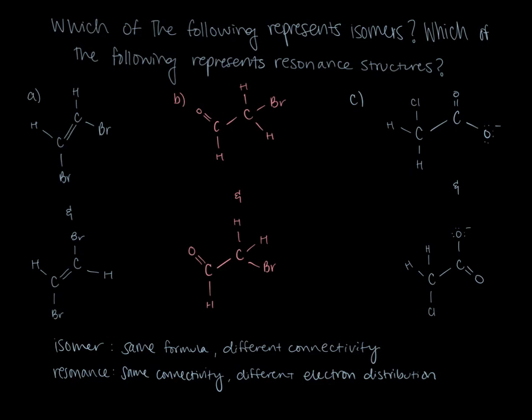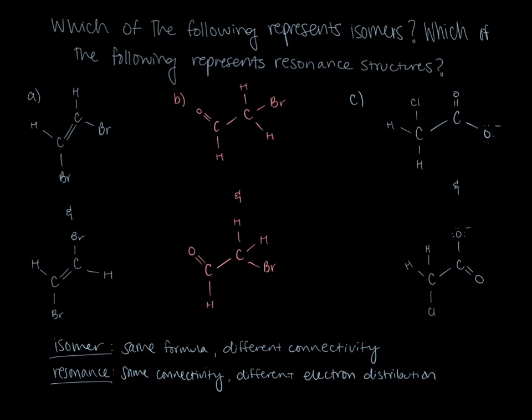Before we begin, let's define what an isomer and resonance structure are. An isomer is a molecule in which 2 or more compounds have the same chemical formula but have different arrangement of atoms in the molecule and different chemical properties. A resonance structure is 2 forms of a molecule where the chemical connectivity is the same, but the electrons are distributed differently around the structure.